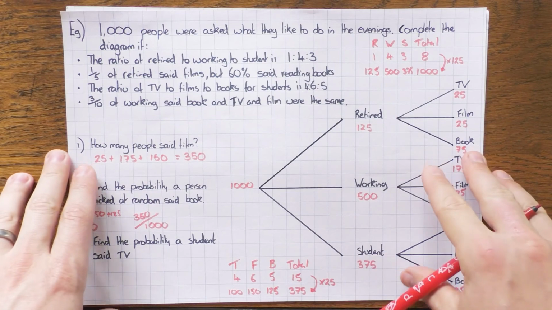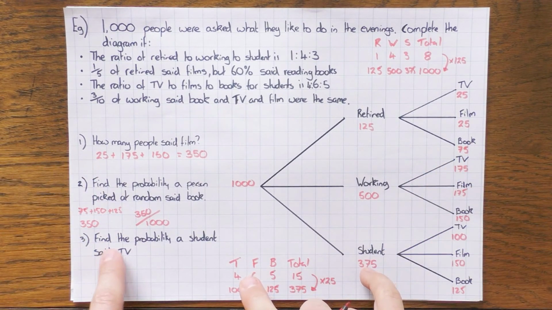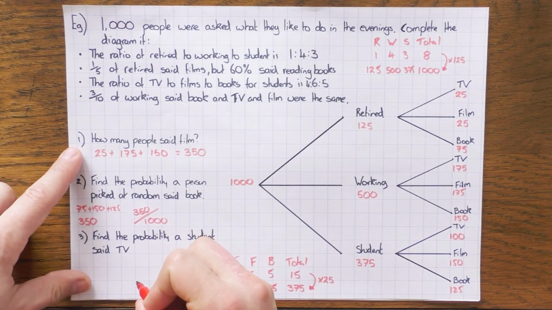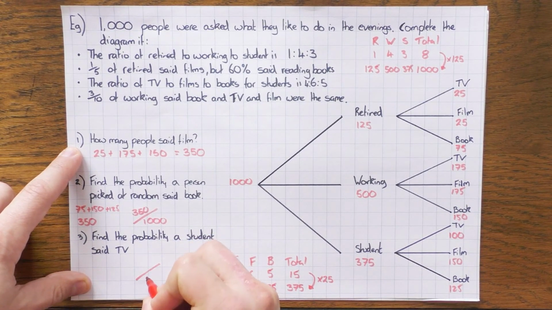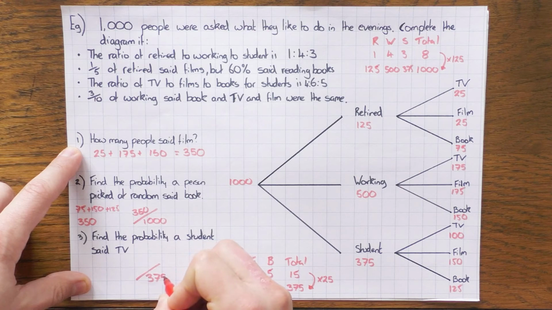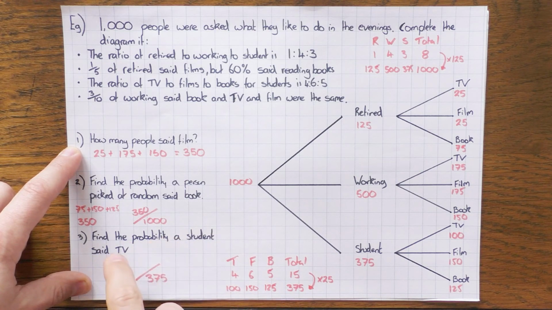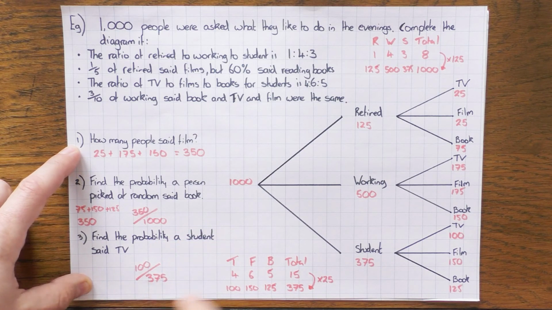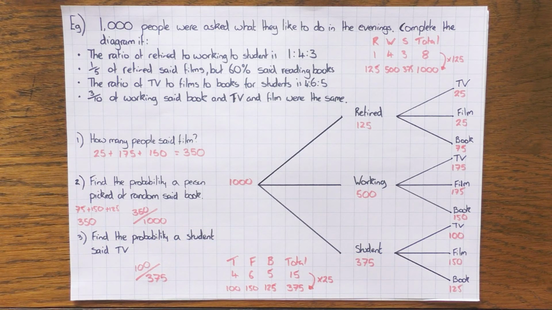And the last question here, find the probability a student said TV. So out of 375, because that's how many students there are. And 100 students said TV. So it's just 100 over 375.